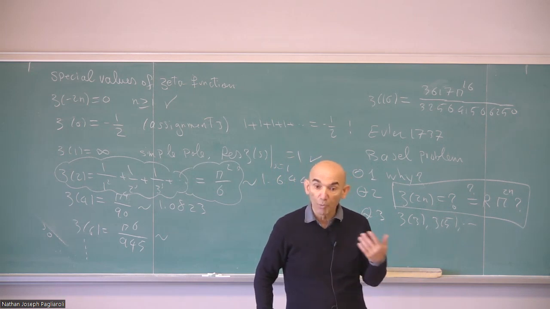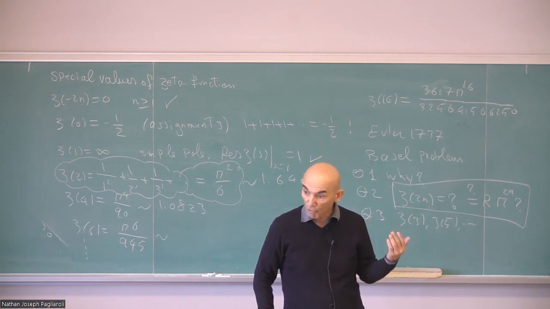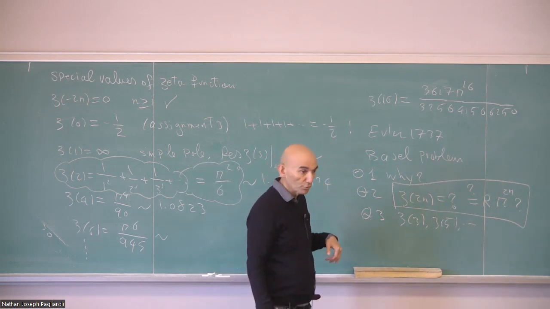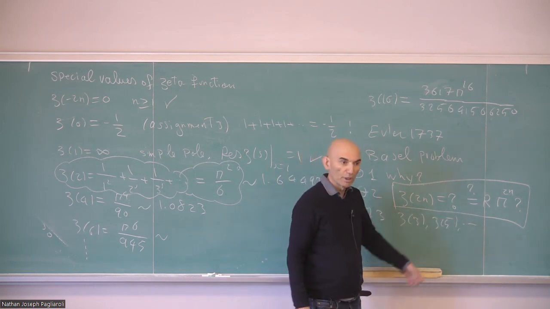Because this question has been open for more than 200 years now, since the time of Euler. Euler killed himself to say something reasonable about zeta of 3. He couldn't say anything about zeta of 3. Zeta of 5, zeta of 2n plus 1.